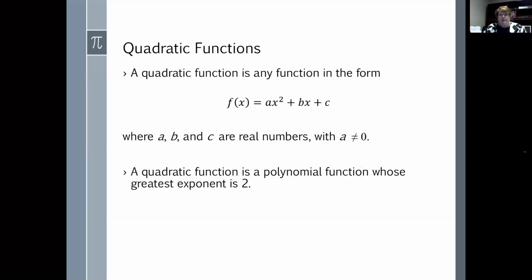What is a quadratic function? A quadratic function is any function in the form f of x equals ax squared plus bx plus c, where a, b, and c are real numbers and a cannot equal 0. A quadratic function is a polynomial function whose greatest exponent is 2.